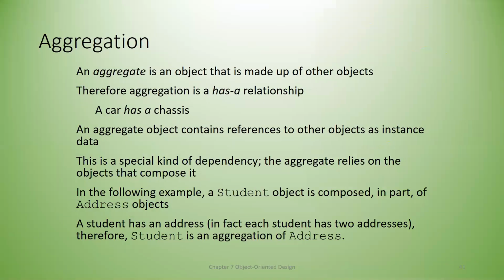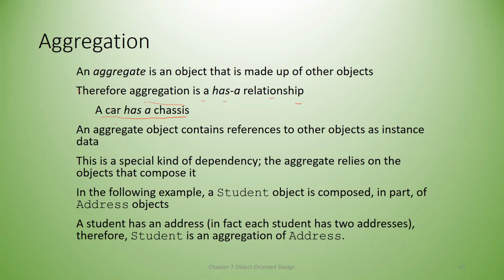Okay, so aggregation. An aggregate is an object that is made up of other objects. Therefore, aggregation has a relationship. Has a, uses a is a dependency relationship. Okay, a car has a chassis. That means chassis is part of the car. A car is composed of chassis. They are all dependency, but we are distinguishing them because the purpose is a little bit different.